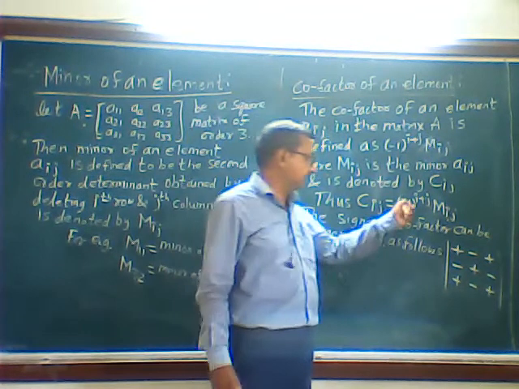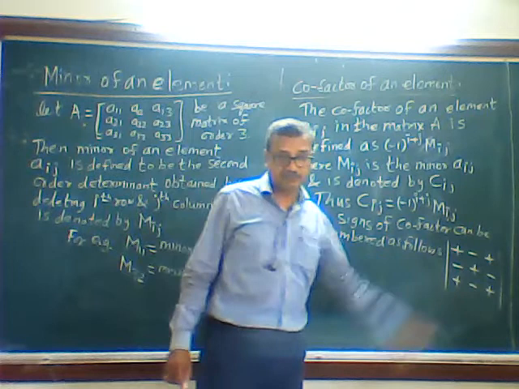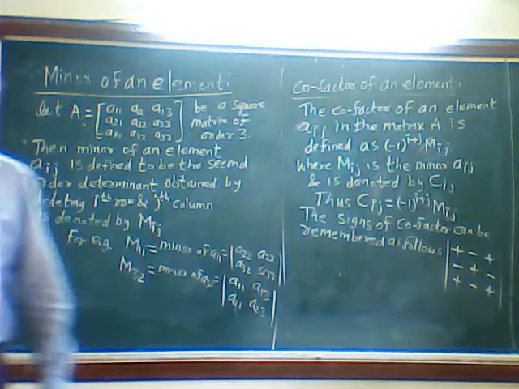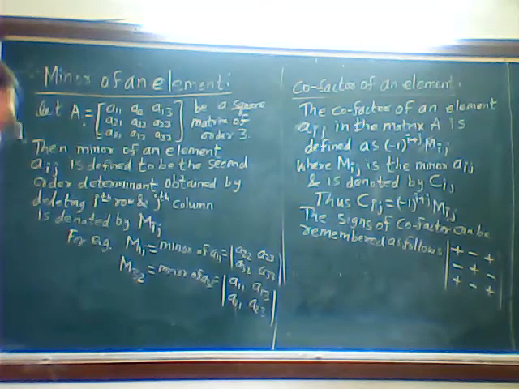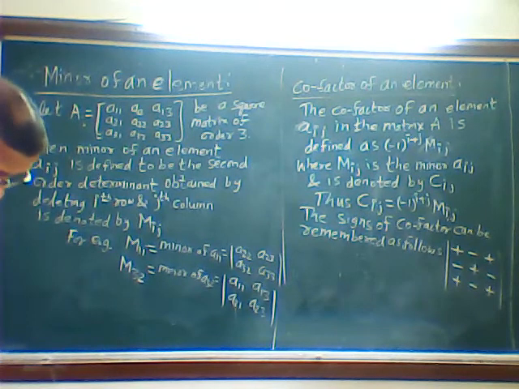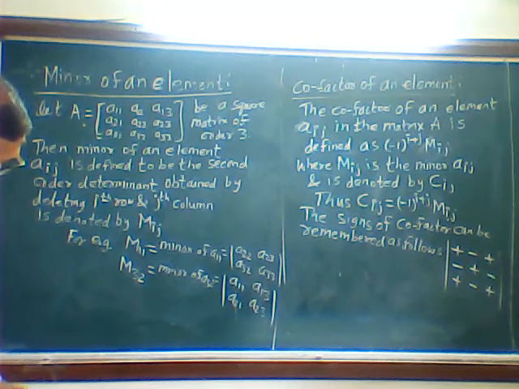So instead of remembering this, we will do this while doing the problem, and again I will tell you. Okay. So this is what you have learned, minor and cofactor. After that, we are going to write the adjoint of a square matrix.